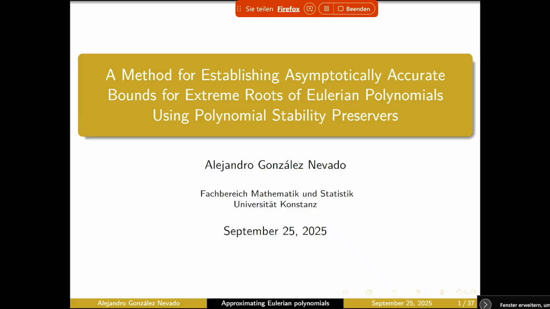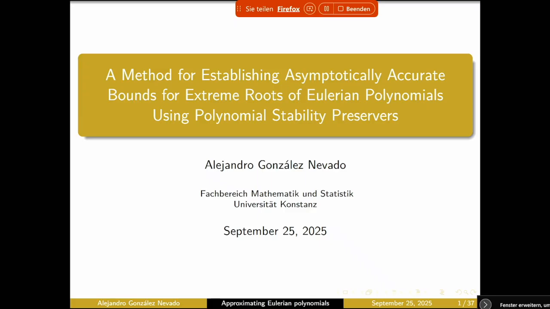So we have Alejandro González Nevado from Constance. He's speaking of a method for establishing asymptotically accurate bounds for extreme roots of Eulerian polynomials using polynomial stability preservers. The floor is yours. So thanks a lot for being here, and thanks a lot for the opportunity to the organizers. I am the last speaker, so I am very happy of being able to transmit what I did within the previous network to the new generations.